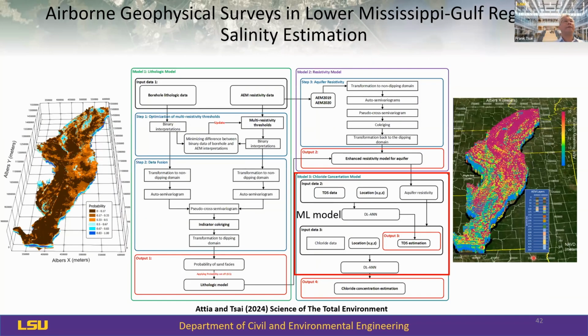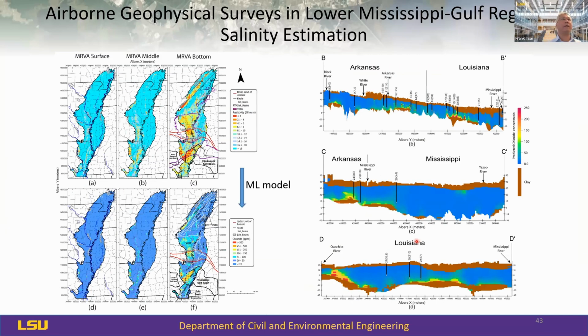And then once we have a lithological model, we revisit the resistivity data, and we look into the low resistivity within the aquifer. Then, by combining the borehole data and AEM resistivity data, and looking into the resistivity data in the sand, we'll be able to understand the chloride concentration within the aquifer. We build a machine learning model using TDS data, locations, and aquifer resistivity, and through deep learning, we will be able to estimate chloride concentration within the Mississippi River alluvial aquifer. So that's another advantage of using airborne data.